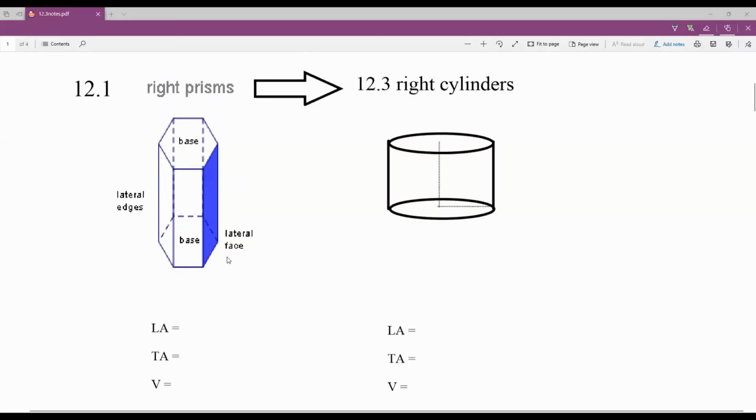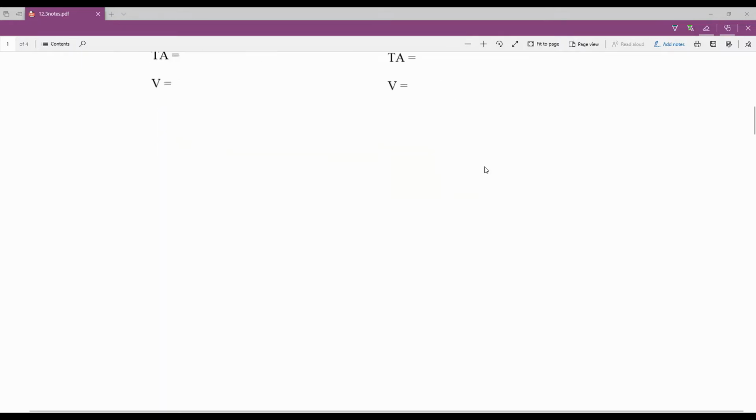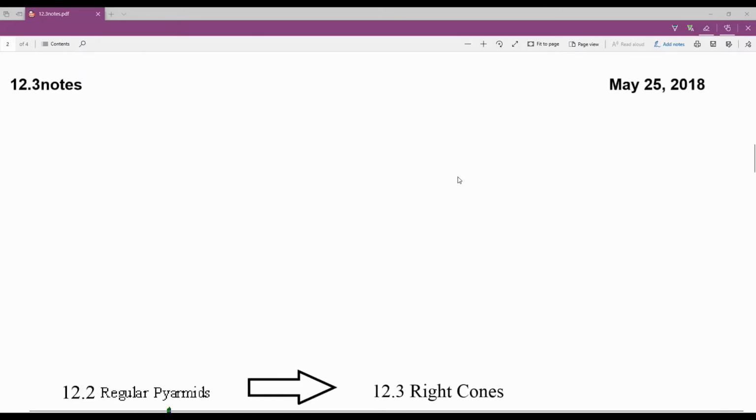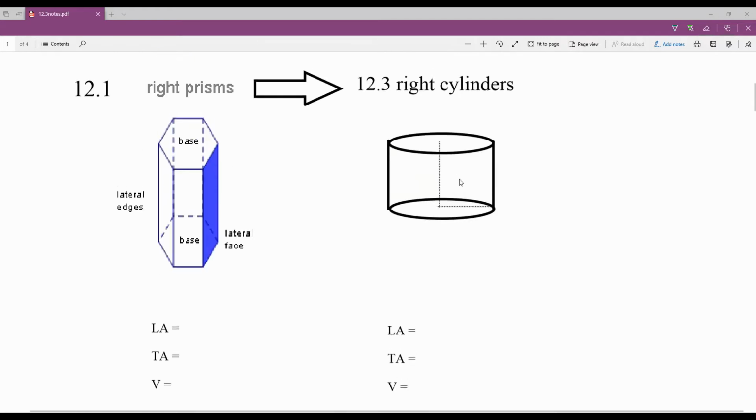All right, Sprang Gang. Today we're going to be talking about right cylinders and right cones. Right cylinders and right cones are very similar to what we've done before with right prisms and right pyramids. It's almost exactly the same thing, except now instead of having a polygon as your bases, we have circles as our bases.